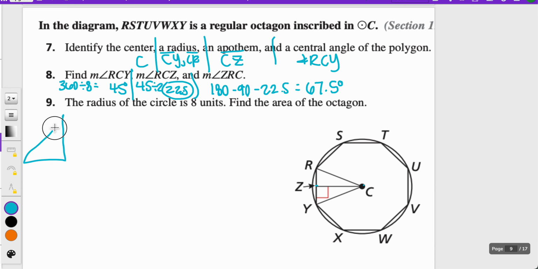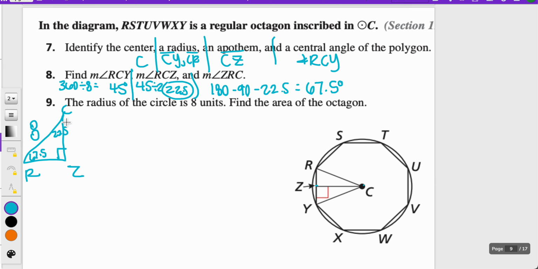So this is where we want to maybe think about, here is Z, R, and Z. I know this is 90. I know this is 67.5. And then I know this one up here is 22.5, okay? The radius is 8. So that means from C to R is 8. So now I just need to figure out, well, what is everything else? Because then I need to be able to use my apothem formula and find the area.